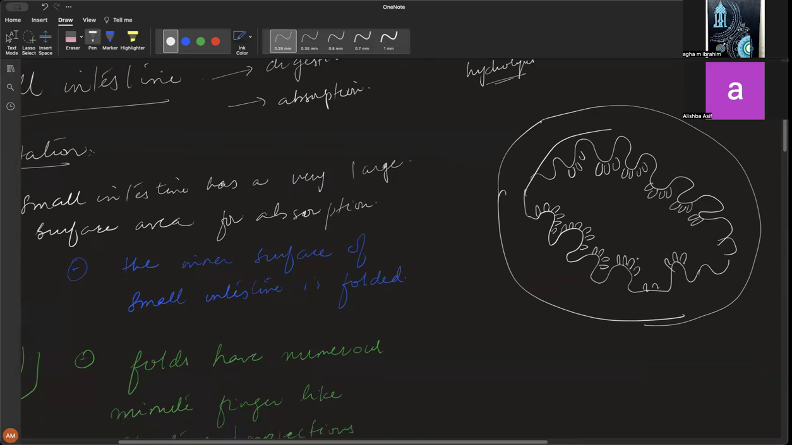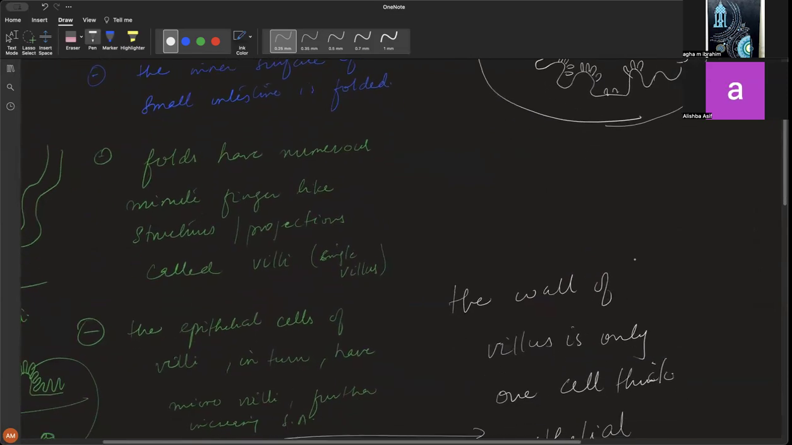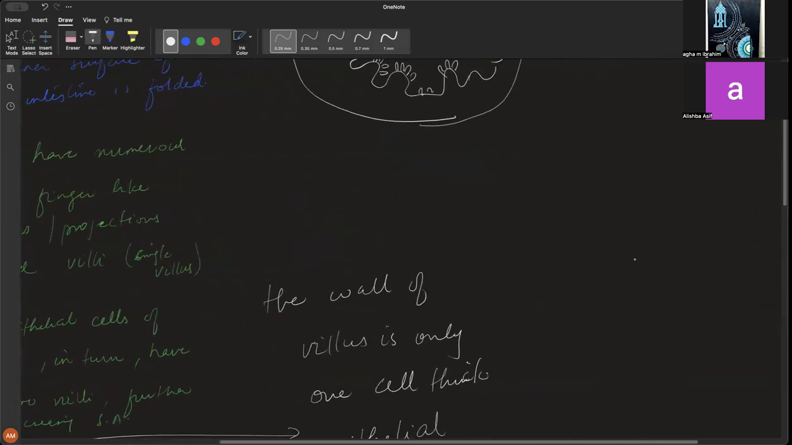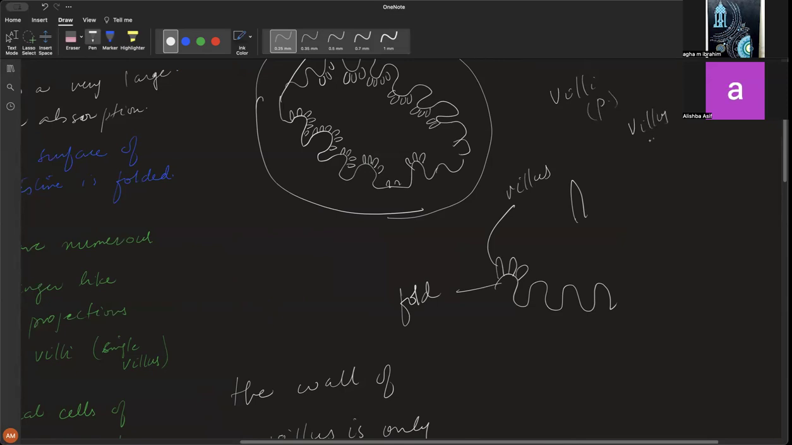Numerous folds, projections called villi, and the epithelial cells of each villus in turn have microvilli, further increasing the surface area. What does that mean? We have seen that there are folds like this, and on each fold there are villi like that. This is the fold, this is the villus, villi plural and villus singular.